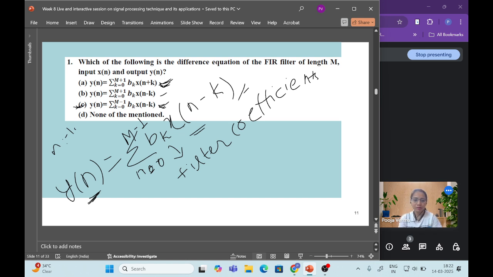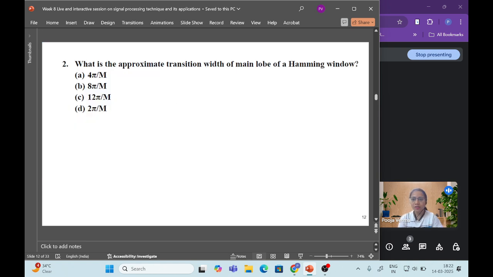Okay. So moving to the next question. Now the next question is, what is the approximate transition width of the main lobe of a Hamming window? So which option can be the correct answer? What is the transition width of the main lobe of a Hamming window?